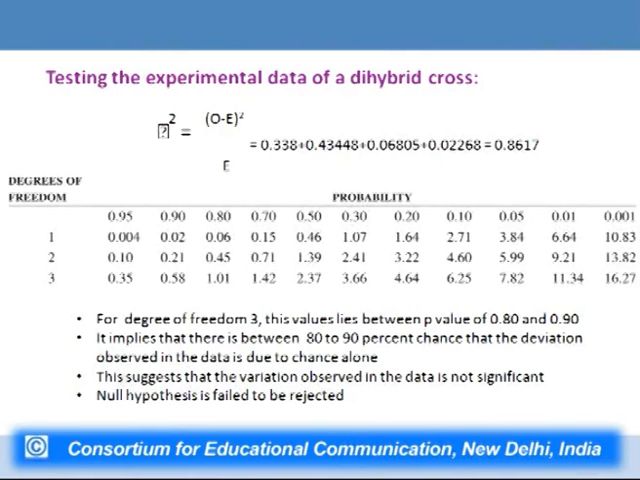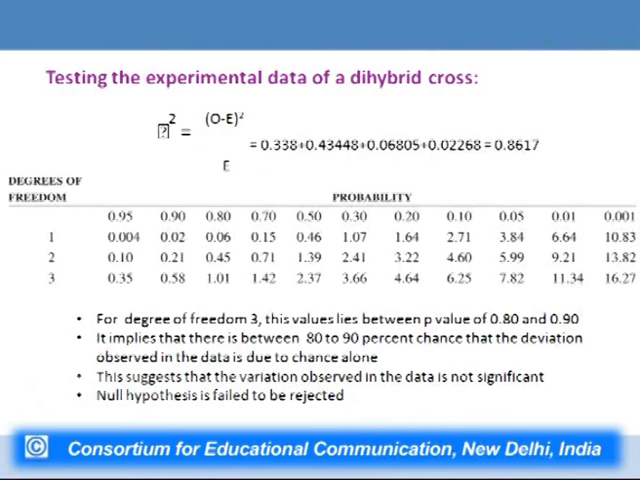Now, since there are 4 phenotypic classes for this experiment, the degree of freedom will be 1 less than 4, which is 4 minus 1, 3. Now, if we see for degree of freedom 3, the value of 0.8617 lies between the probability values of 0.8 and 0.9, which implies that there is between 80% to 90% chance that whatever deviation is being observed in the data is only because of chance. This suggests that the variation in data is not significant, therefore the null hypothesis fails to be rejected in this particular case.